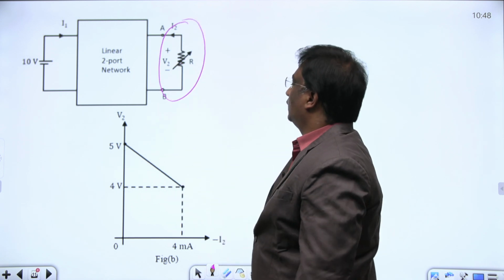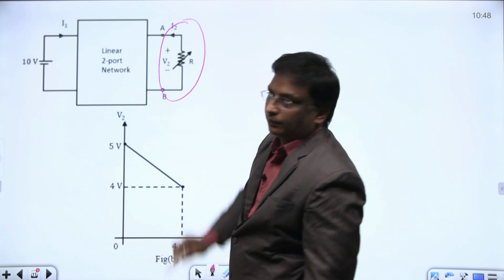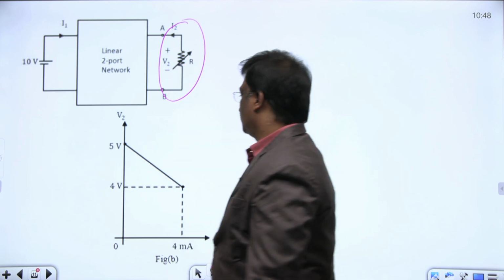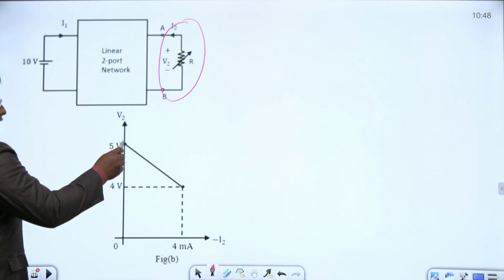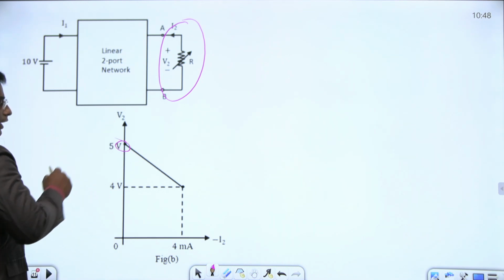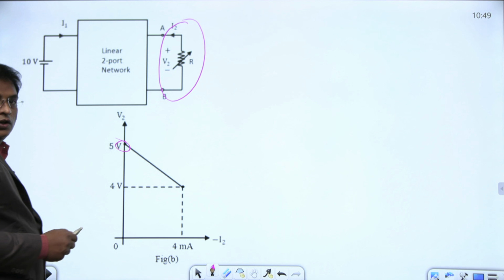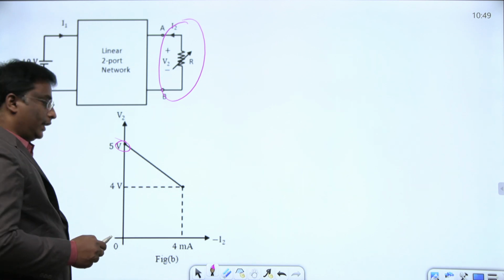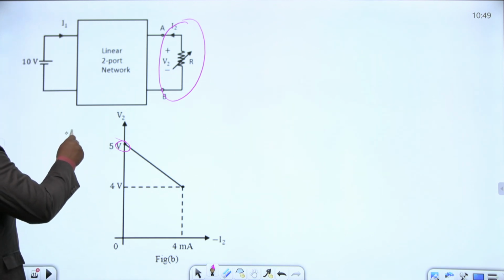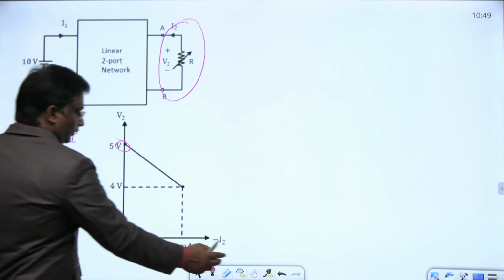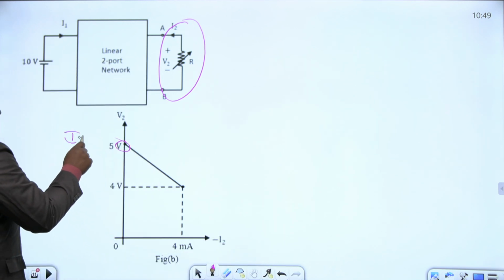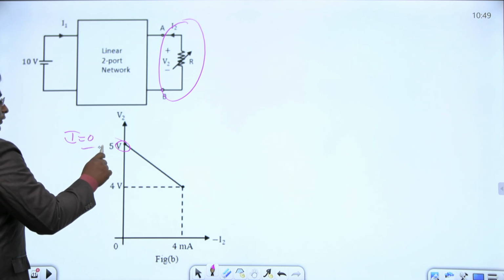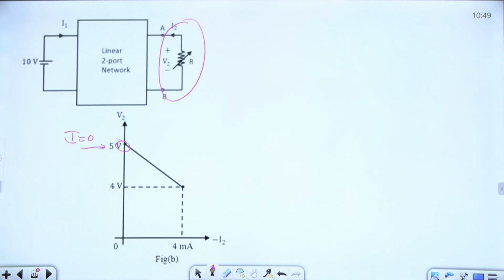This is the relation between V2 and I2. Notice here, this is V2, this is I2. If you notice these characteristics, what is the value of I on the voltage axis? I equal to 0. The value of I on the voltage axis is nothing but 0.